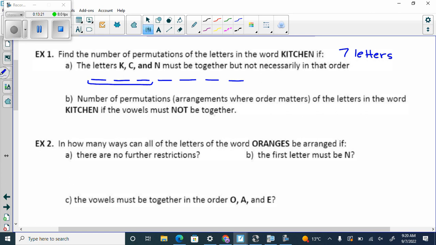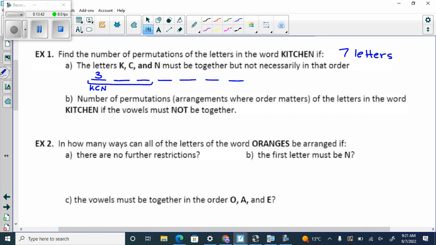We agree? Now it says not necessarily in that order, so it doesn't have to be K, then C, then N. It could be any order within itself. So it actually has a little permutation inside the permutation. So if KCN can be in any order, how many options do I have for this blank? 3. I have 3. So I'm just going to write them all out. Later on you probably won't do this, but I'm going to show you anyways.